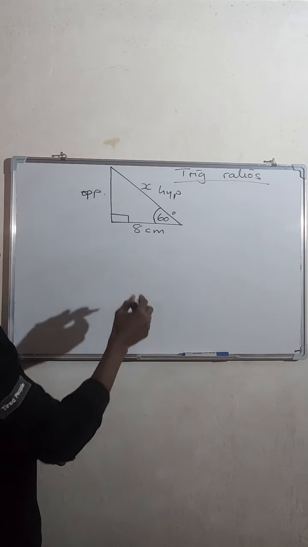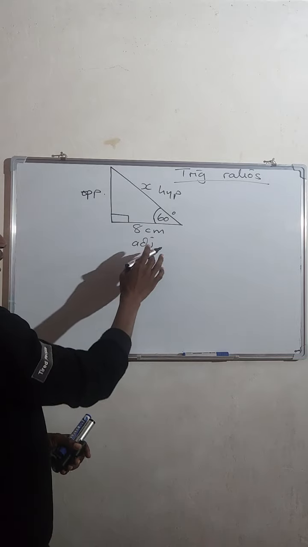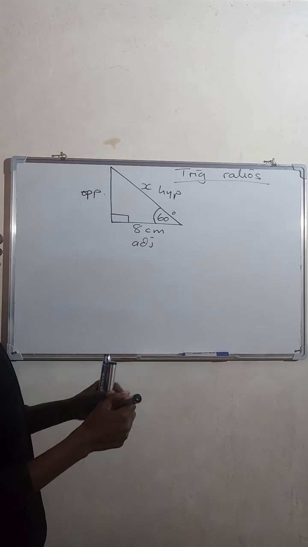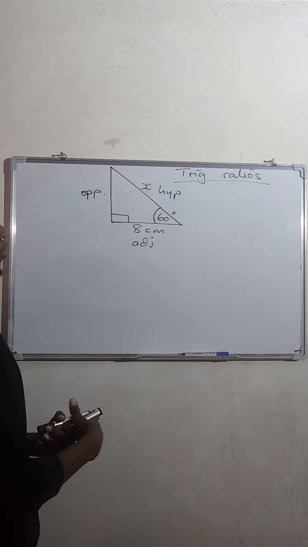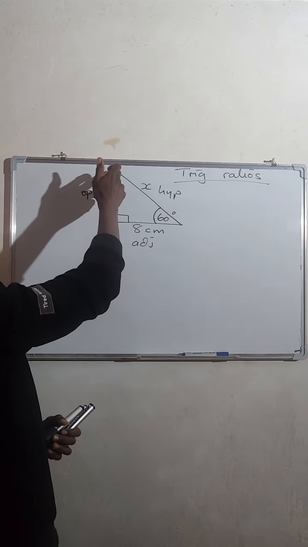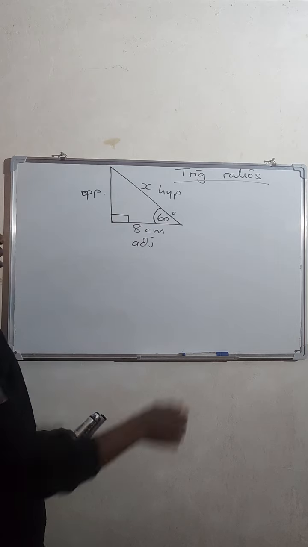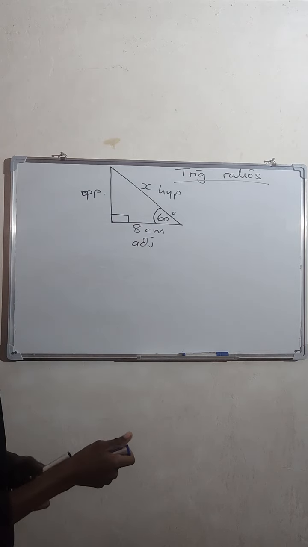This one is easy, but this one is the adjacent. And always remember these two sides, their names depend on the angle that you're working on. That is, if you do have 60 here, this becomes the opposite and the adjacent. But if you were using this angle, this was going to be your opposite and this one the adjacent, but the hypotenuse remains the same, right?